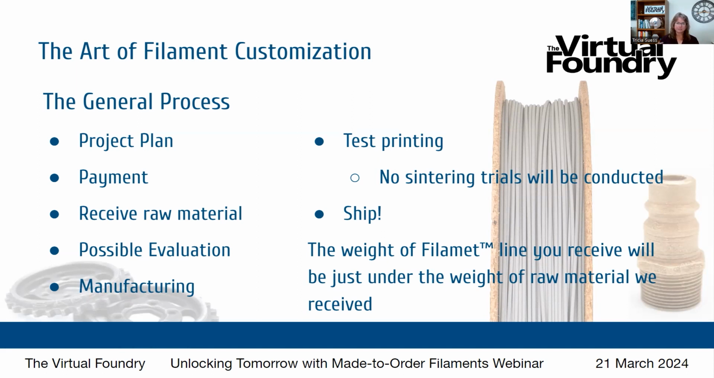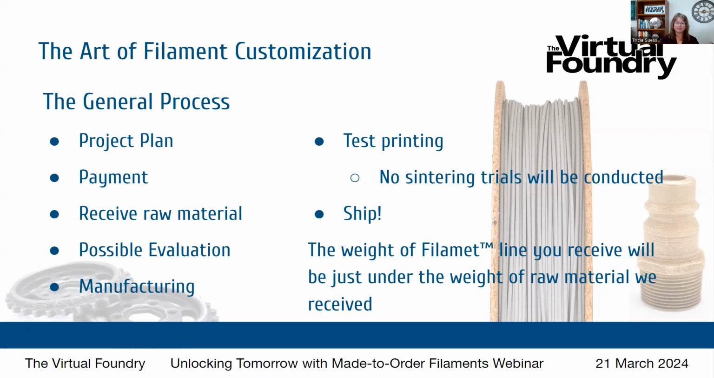Once that is accepted, you'll send in your payment. We'll get the raw material in-house here. There may be a material evaluation step, and we'll explain that more as we go. Then we'll get into manufacturing. We'll actually convert that powder into FFF 3D printing filament. We'll do some test printing here in-house to make sure that we've achieved the goal of 3D printable material. We won't be doing any sintering trials on it though, and then we'll ship that final filament to you.